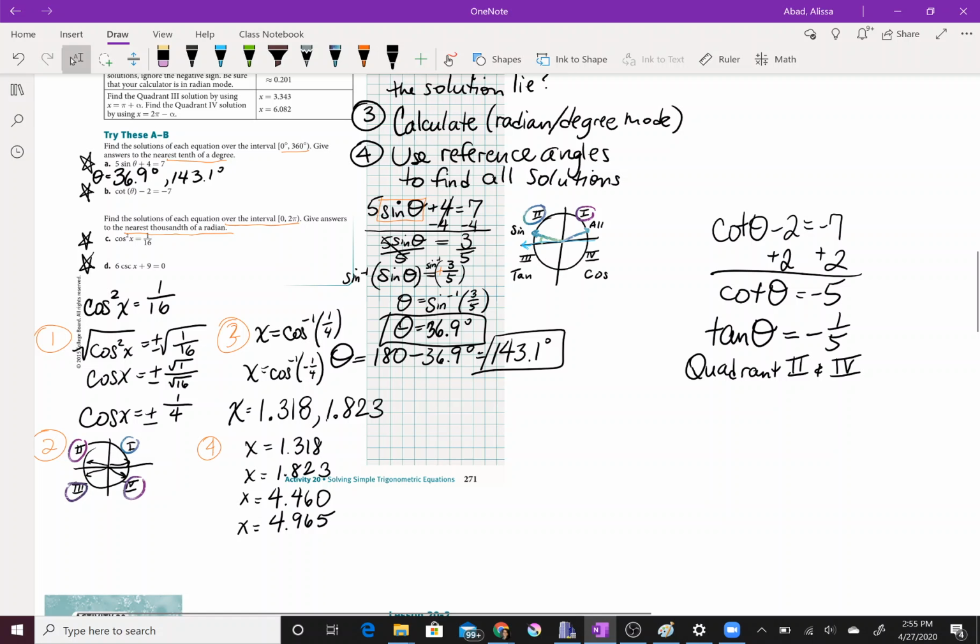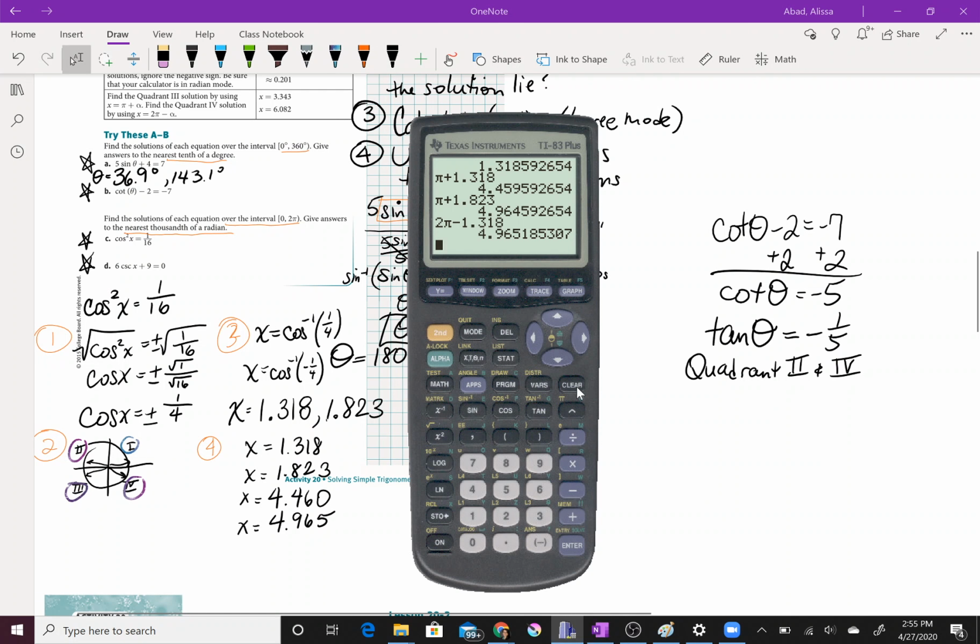Okay, let's go ahead and use the calculator. I'm going to clear that. Let's take the inverse tangent of -1/5.